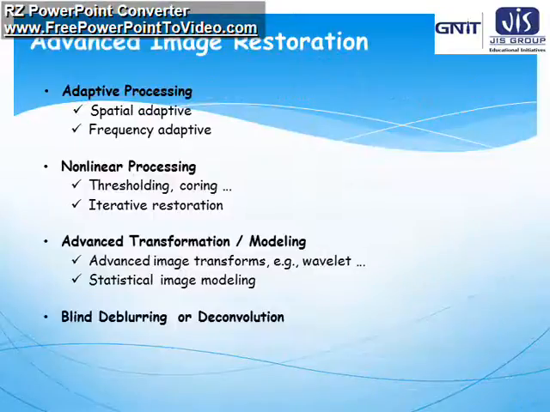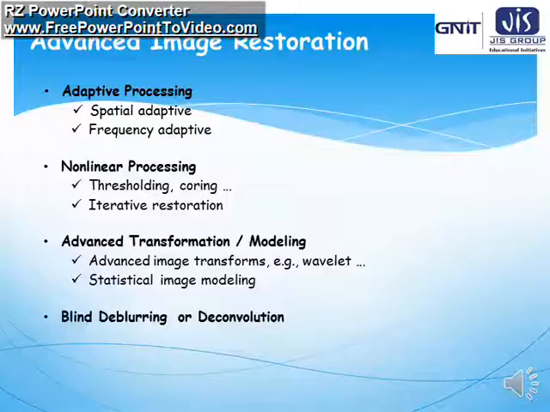Now if we move forward to the next slide, we see advanced image restoration. We have to discuss some points. There are 4 main points. The first one is adaptive processing. The next one is nonlinear processing. Then advanced transformation or modeling, and the last one is blind deblurring or deconvolution.